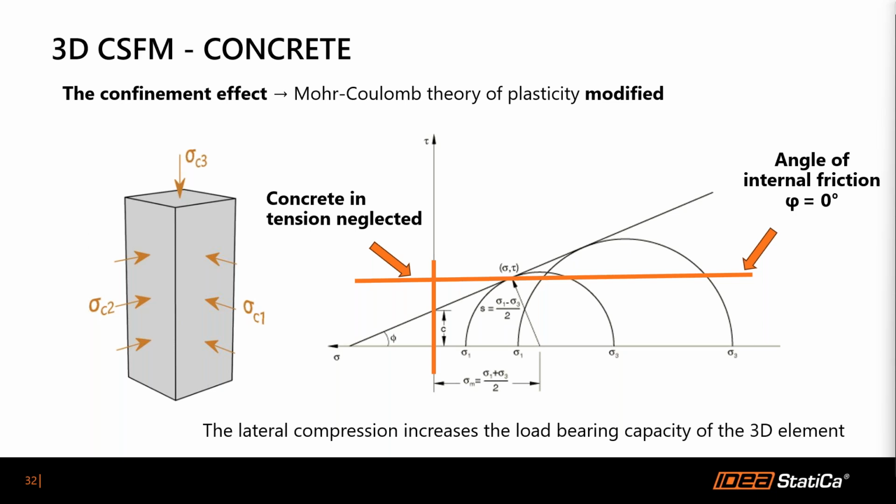Firstly, since the concrete in tension is neglected, a tension cutoff is performed. So this area is neglected. And secondly, the angle of internal friction is conservatively appointed as 0. And the practical impact of the triaxiality, in other words, the confinement effect, is that when a concrete element is exposed to compressive stresses in lateral direction, the load-bearing capacity of concrete increases, as you can see in this picture.